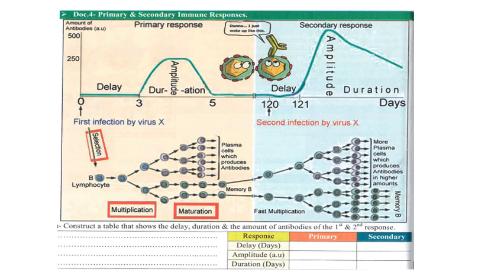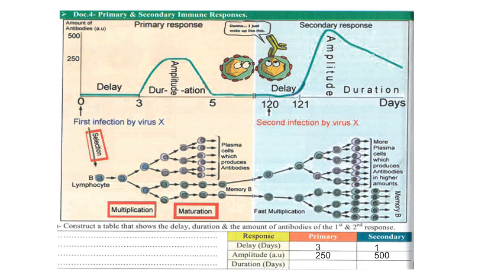So 3 days in the primary response. In the secondary, you can see at the second infection at day 120, and the secondary response started at day 121. So the delay is only 1 day in the secondary. The amplitude is the highest amount of antibodies. In primary, it's 250 AU. In secondary, it's 500.